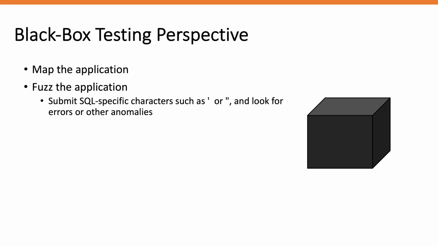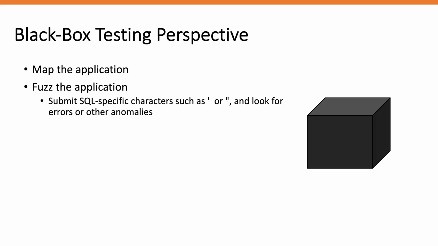Okay, again, fuzzing the application means adding special characters in input vectors and seeing if the application responds in an unusual way. Now, that can be done in many ways. The first thing that I try to do is submit SQL-specific characters, such as the quote, or the double quote, or the hash, or the dashes that represent comments, and see if the application outputs an error.